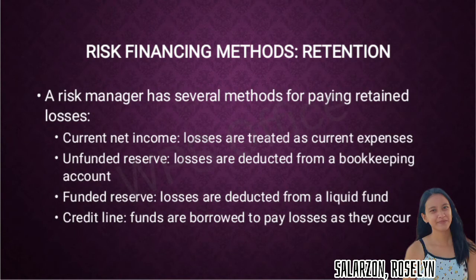There are several methods for paying retained losses of a risk manager. Number 1, current net income. Losses are treated as current expenses. Number 2, unfunded reserve. Losses are deducted from a bookkeeping account. Number 3, funded reserve. Losses are deducted from a liquid fund. And the last, credit line. Funds are borrowed to pay losses as they occur.